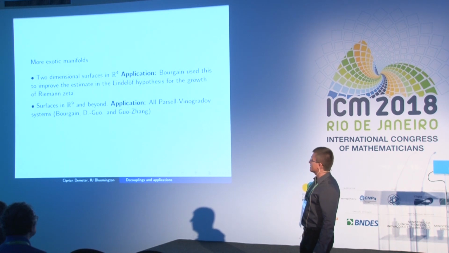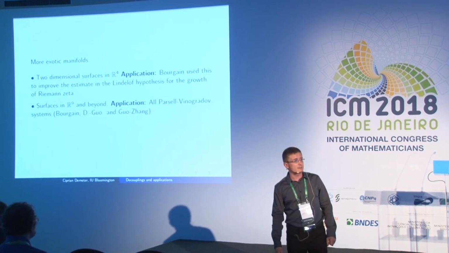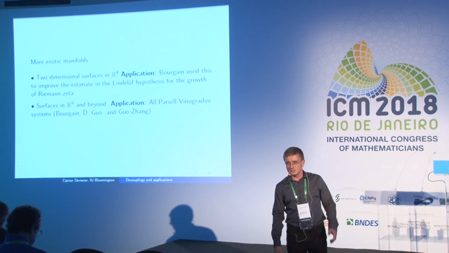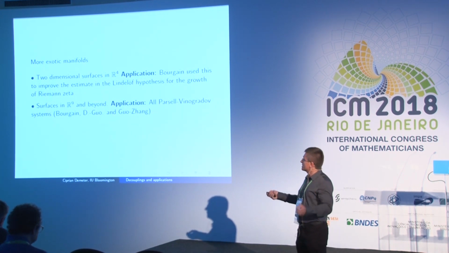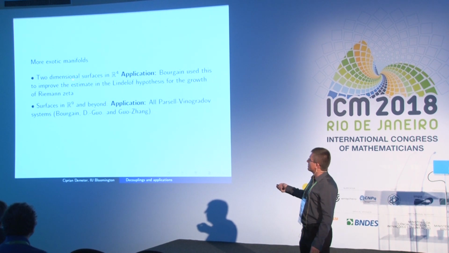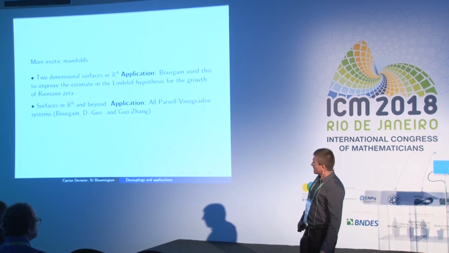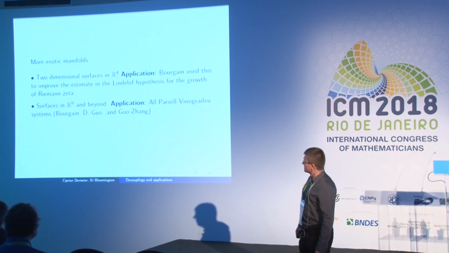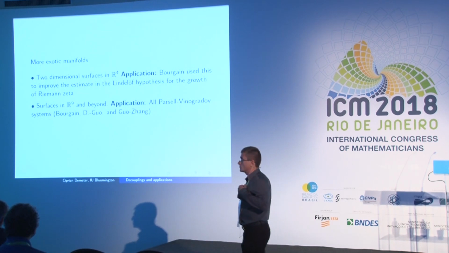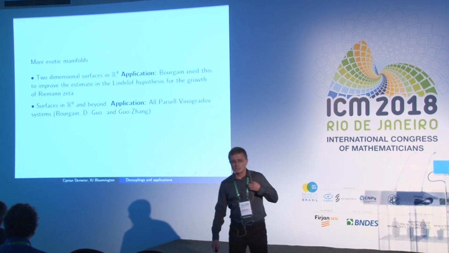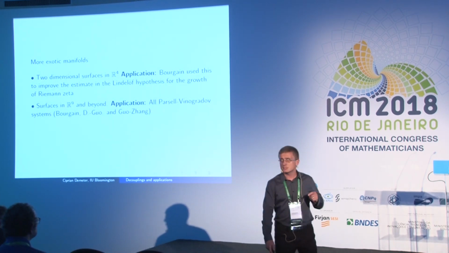He made progress. He still holds, as far as I know, the record on the Lindelöf hypothesis. This is about the growth of the Riemann zeta function on the critical line. By using a very simple decoupling, essentially he needs a 2-dimensional surface in R4. And there has been some very recent work. You can generalize the Vinogradov systems to higher orders. And I'm not going to say what that means.